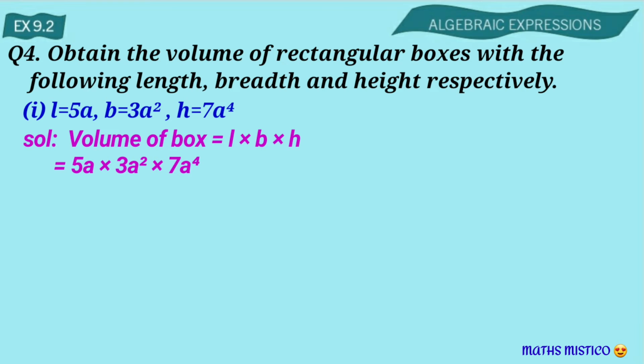We will first multiply all the number parts, then all the a parts. So we have 5 into 3 into 7 into a square into a raised to power 4. Now on multiplying the numbers we get 105 and on adding all the powers we get 1 plus 2 plus 4, that is 7.